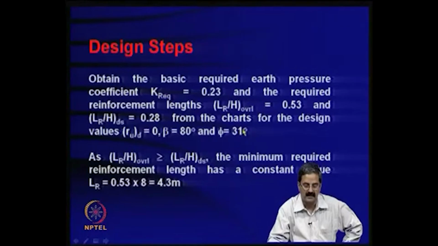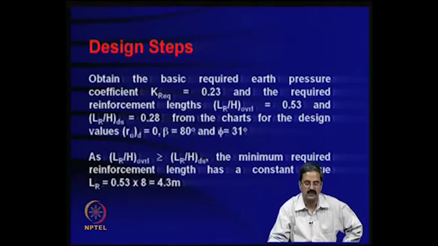So, what it means is that whichever is higher, like 0.53 and 0.28, we should take for the reinforcement length. So, the reinforcement length will be 0.53 into 8. 8 meters is the height, so it is 4.3. So, length of the reinforcement is 4.3.